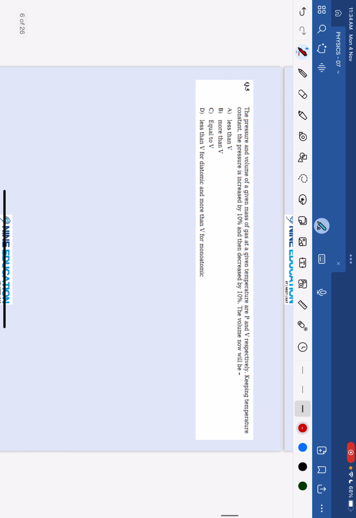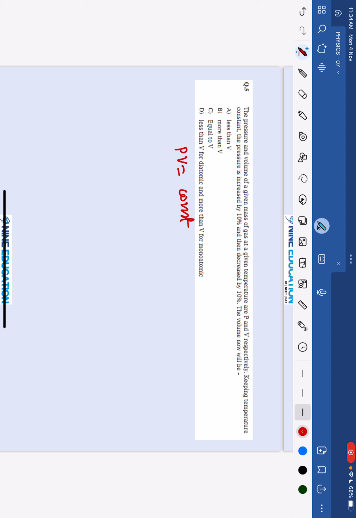Next one. The pressure and volume of a given mass of a gas at a given temperature are P and V respectively. Keeping temperature constant, the pressure is increased by 10%. These kinds of questions you would have known. Like there is a guy, he goes to an interview, the salary increases by 10% and then decreases by 10%. Same kind of question here. We are able to see that PV is equal to constant.